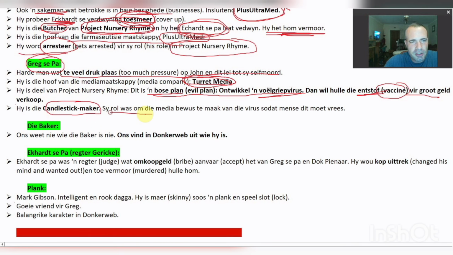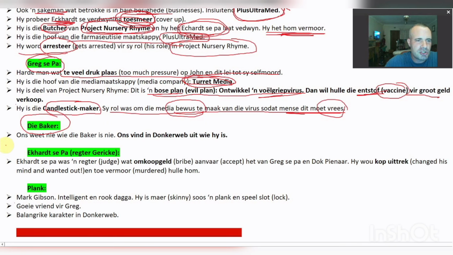Okay, sy rol was om die media bewus te maak van die virus sodat dit mense dit moet vrees. Vrees is fear. Sorry, I didn't put that in. His role was to make aware, maak bewus. Okay, that's Greg's dad. Okay, he's now a criminal. He's been uncovered by his son. Die baker, this is the third guy. He's the guy who made the virus.